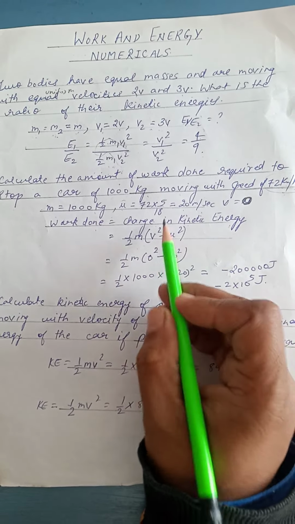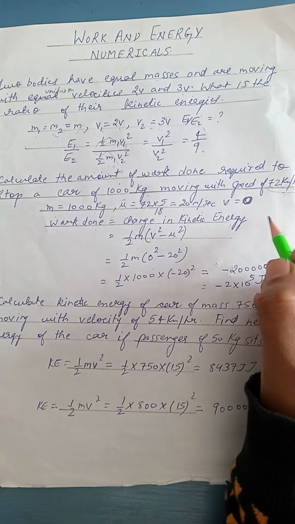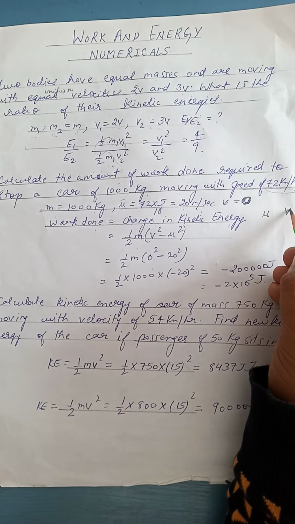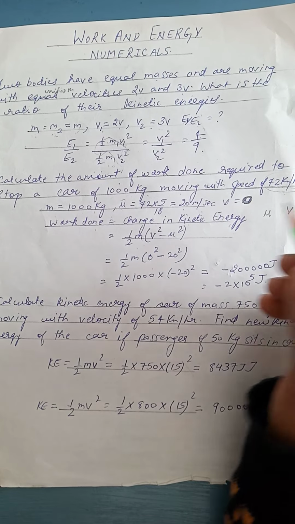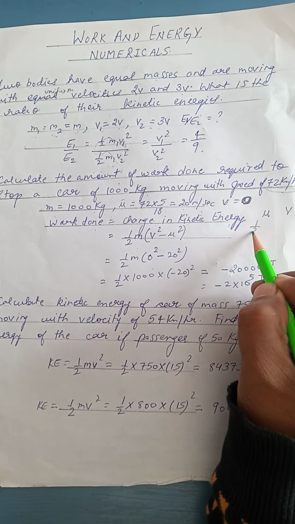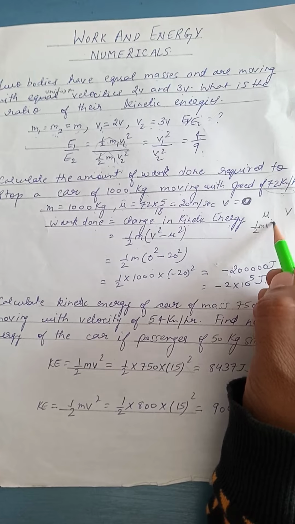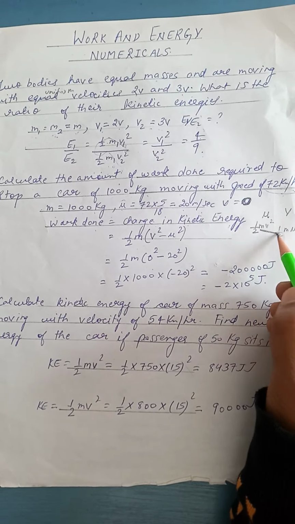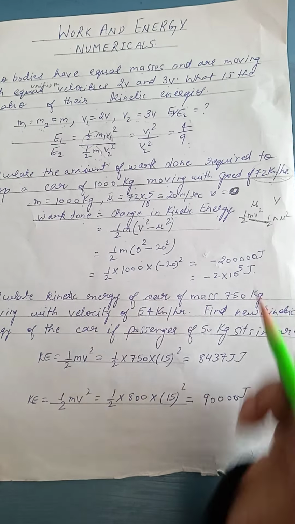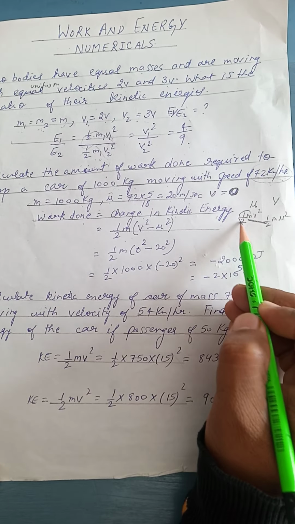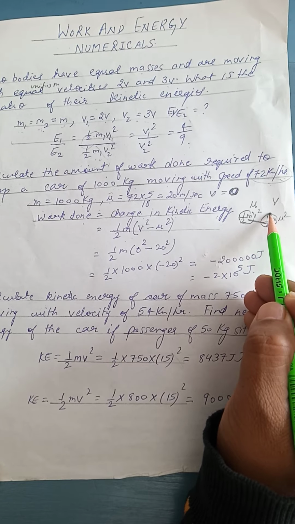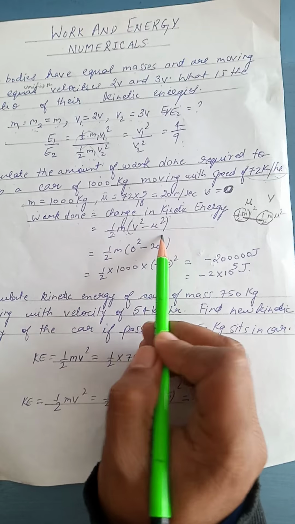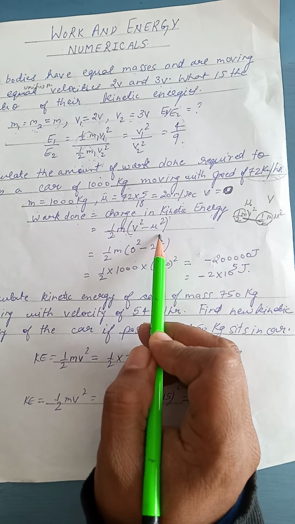Now there are two ways to calculate. We know that the initial velocity is represented by u, and the final velocity is represented by v. Either you can calculate first half mv square and separately half mu square, and then take the difference. But it would be more convenient, since half m is coming in both terms, to take out common half m and write in the bracket v square minus u square.